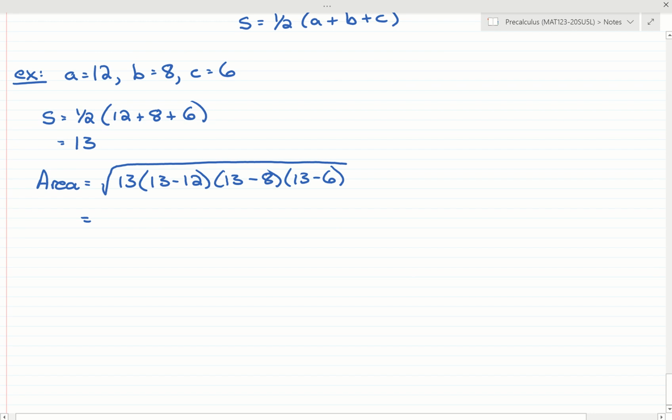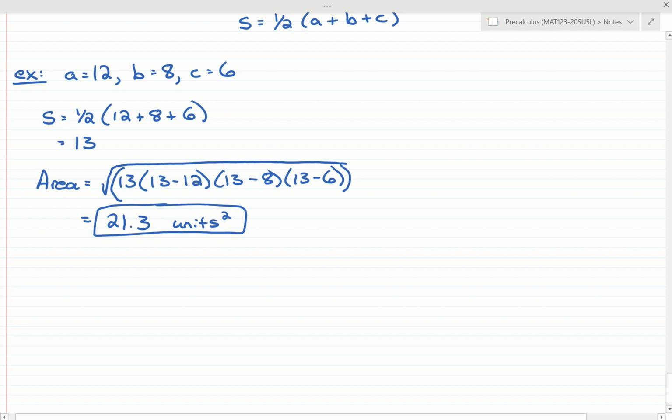So I'm going to type this into my calculator. Just make sure you're careful with the parentheses on your calculator. I think as soon as you hit the square root button, it opens up a parentheses here. So we're going to do the square root of 13, open up another set of parentheses, 13 minus 12 times 13 minus 8 times 13 minus 6. And my calculator is telling me this is 21.3 square units.